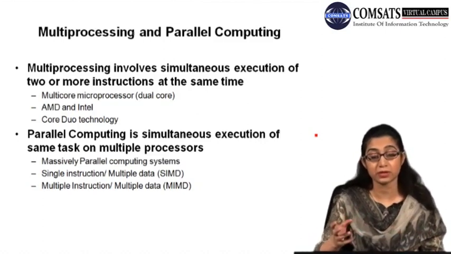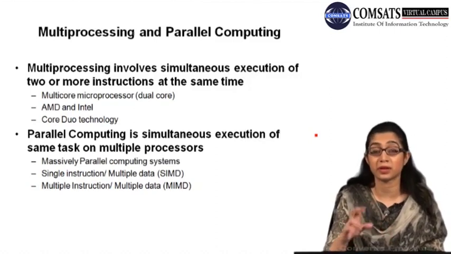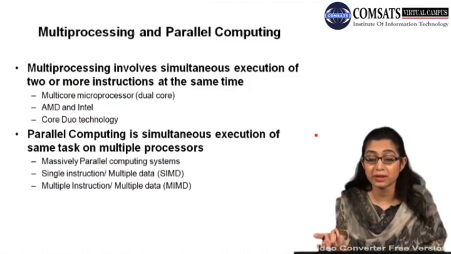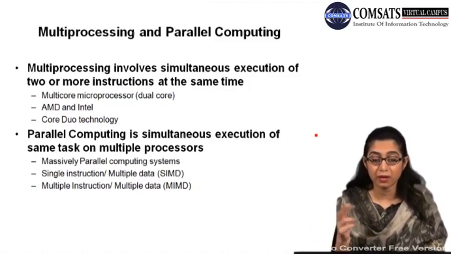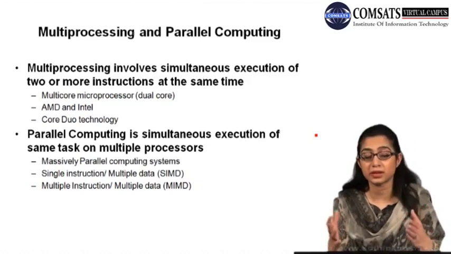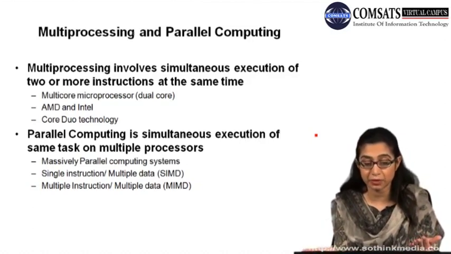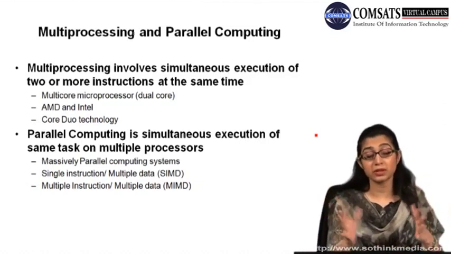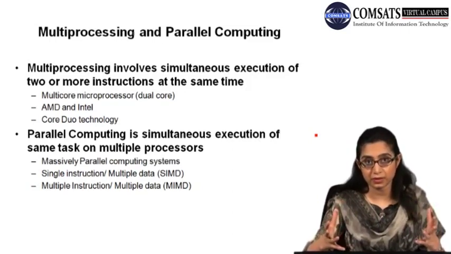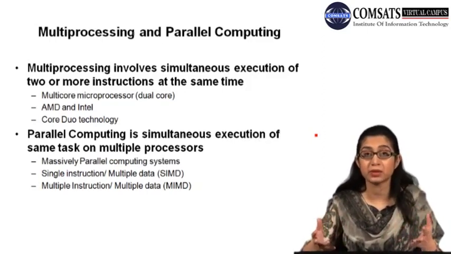ठीक है. So Core Duo technology है, that is that वो आपको define करता है कि computer की power कितनी है. Then we have the parallel computing, is simultaneous execution of same task on multiple processors. एक ही task के different sub tasks कर दिए जाते हैं, and then those tasks are performed by the different processors. ठीक है. And there are certain computers that जिसके ऊपर बहुत ज़्यादा parallel processing हो रही होती है, that are called the massively parallel computing systems.